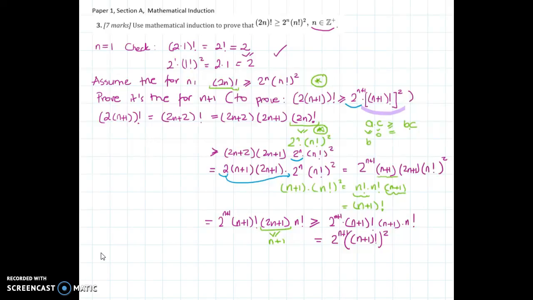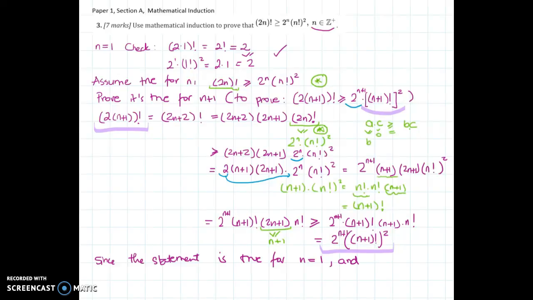So, as we wanted to, we proved that the statement is true for n plus 1, since we proved that 2 multiplied by n plus 1, all of it factorial, is greater or equal than 2 to the power of n plus 1 times n plus 1 factorial, all of that squared. So we just need to conclude now. So, since the statement is true for n equals 1, that was our base case.